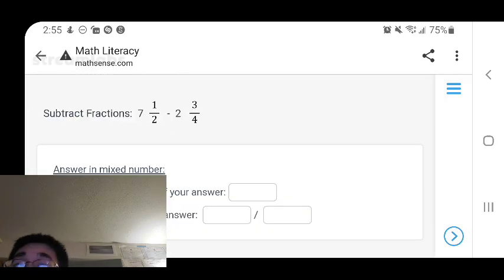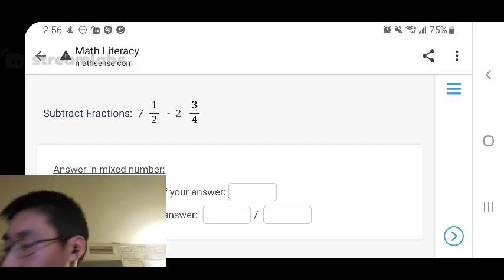This is number 13. 7 1/2 minus 2 and 3/4. I like turning them into improper fractions first. 15 over 2. 14 plus 1, yep. Minus 2 times 4 is 8 plus 3, 11 over 4. Oh, okay, so I'm just gonna make it 30 over 4 minus 11 over 4, that would be 19 over 4. Do you want it as a mixed number? Okay. That would be 4 and 3/4, 16 plus 3. Yep, that's right.